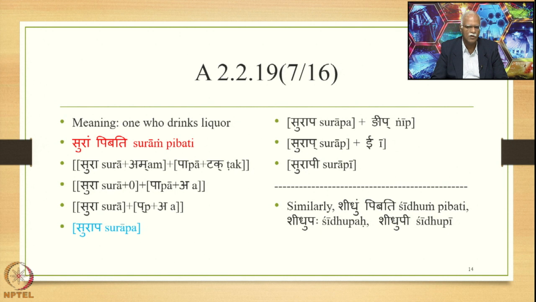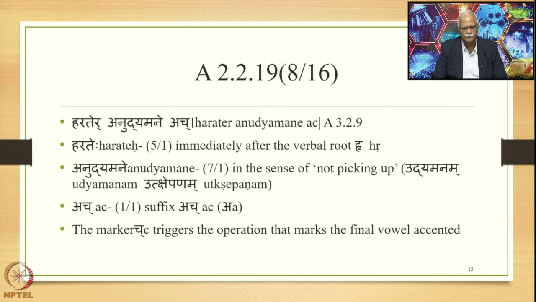These are the examples of upapada samasa, at the end of which the suffix tak is added. The next sutra is harater anudyamane ach. This is 329. Harater anudyamane ach. There are three padas over here.